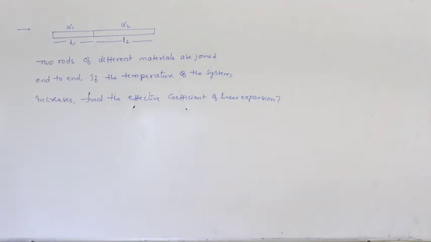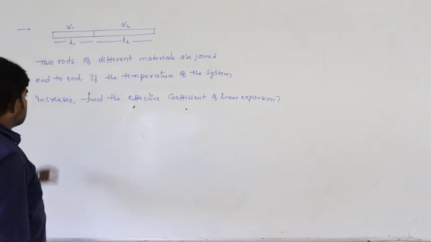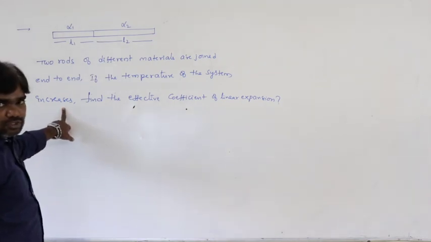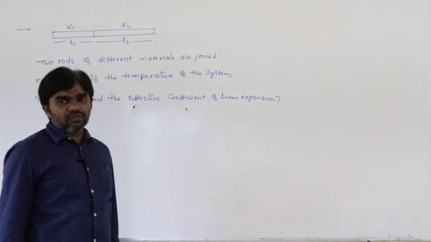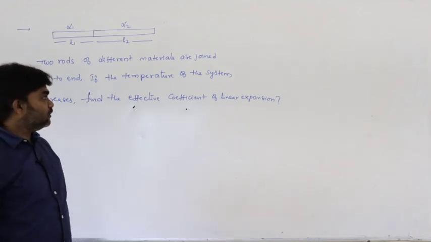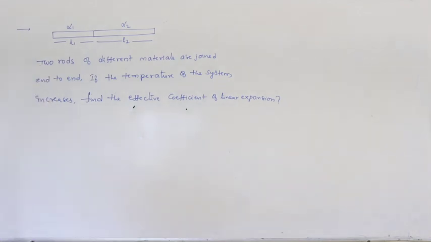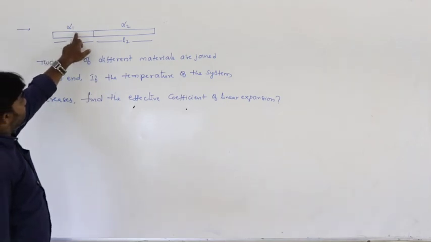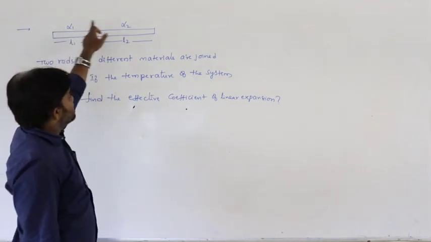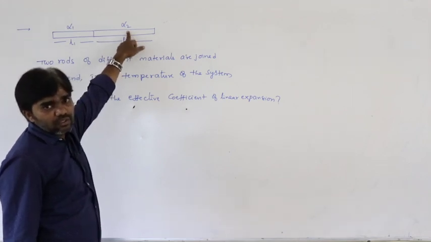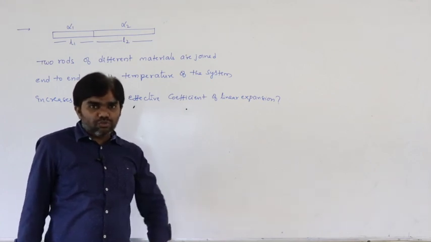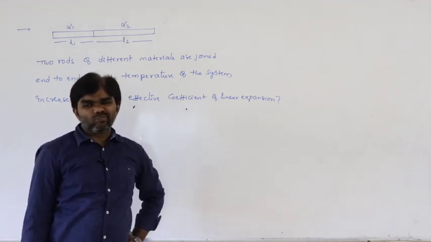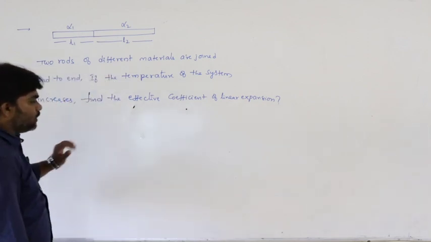Two rods of different materials are joined end to end. If the temperature of the system increases, now we have to calculate the effective coefficient of linear expansion. The first material has alpha 1, the second material has alpha 2. If these two are joined together, what is the effective coefficient of linear expansion? That is what we have to calculate.